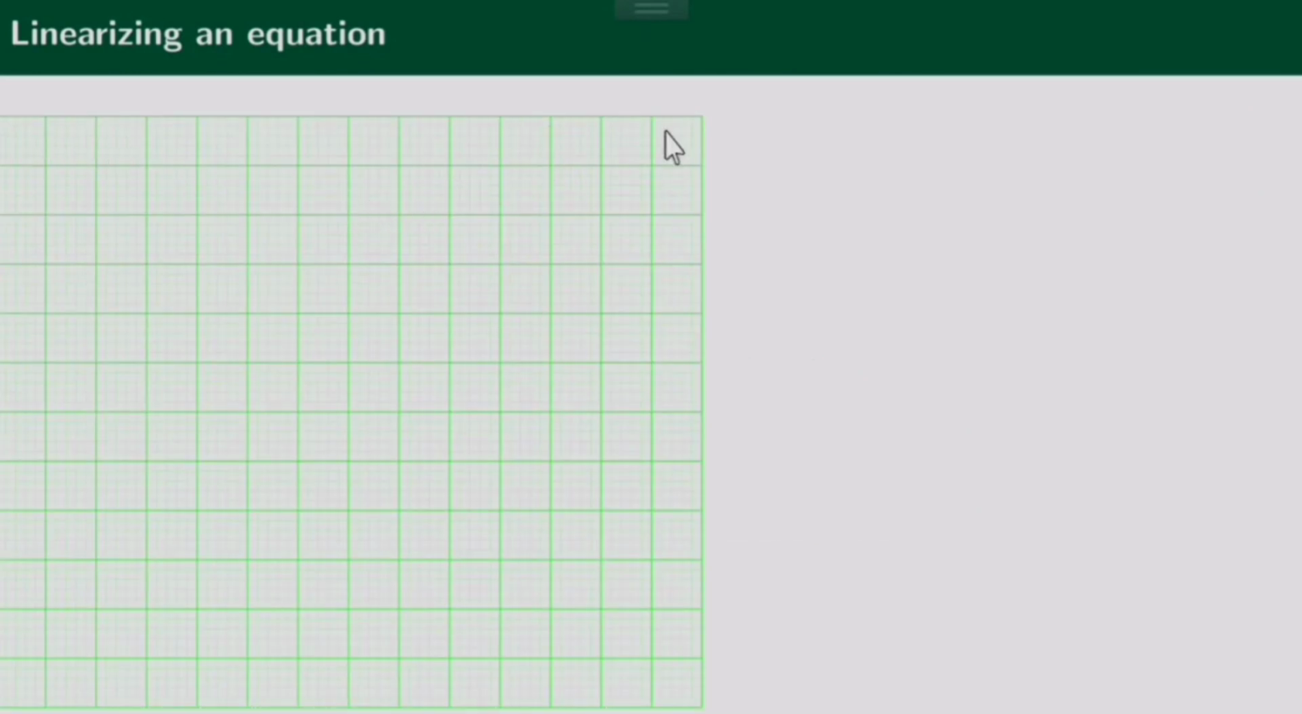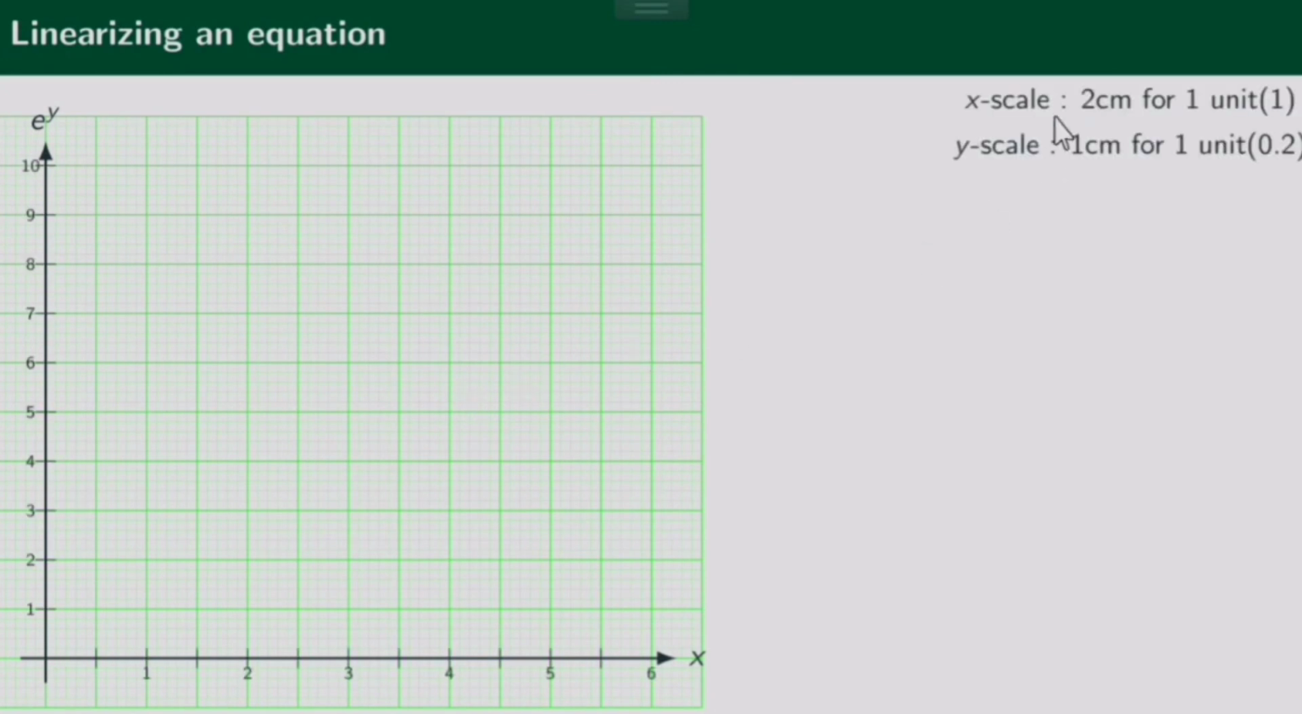Now this is a graph that I'm going to use to plot those points and those values on. So the next thing I need to do is to draw my axes. I have a vertical axis, of course, e to the y, and against x, the horizontal axis. Up next, I need to choose a scale. On the x-axis, I've chosen a scale of 2 centimeters for 1 unit. As you can see, I've counted 2 squares for 1 unit, 2 squares for 1 unit.